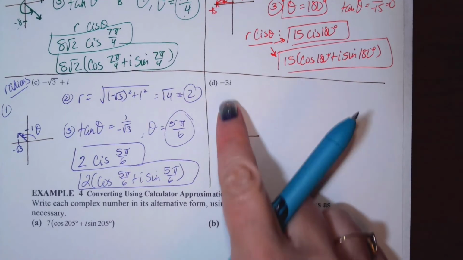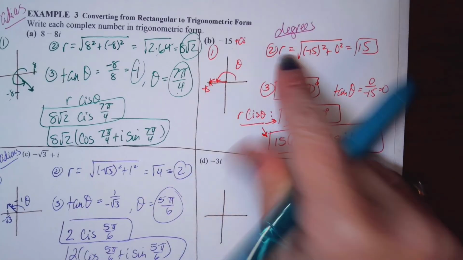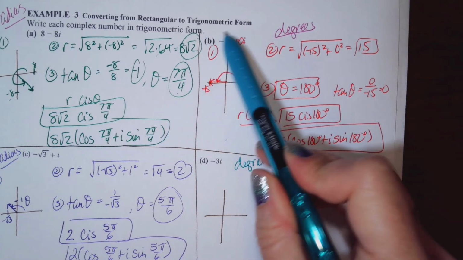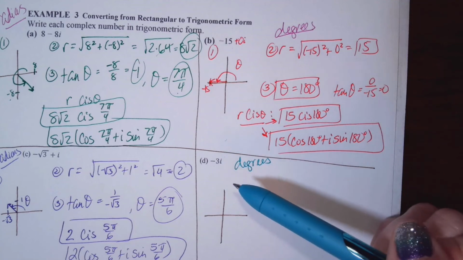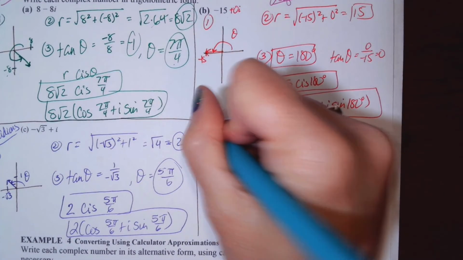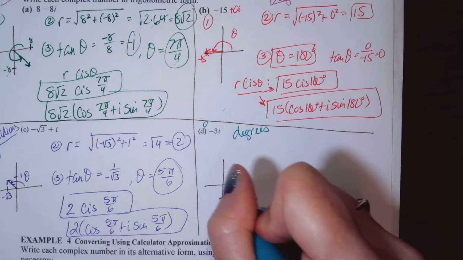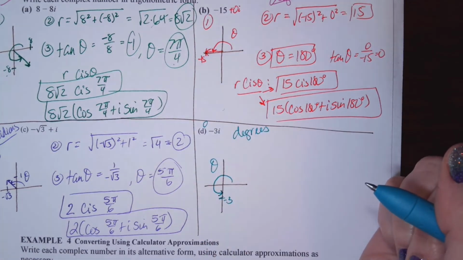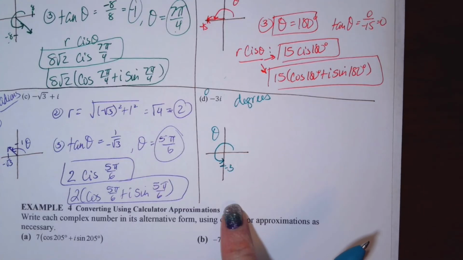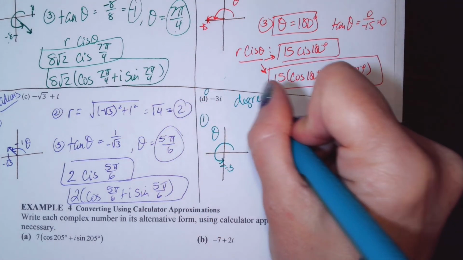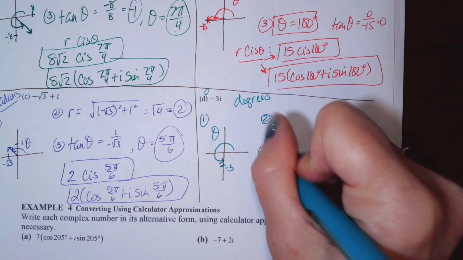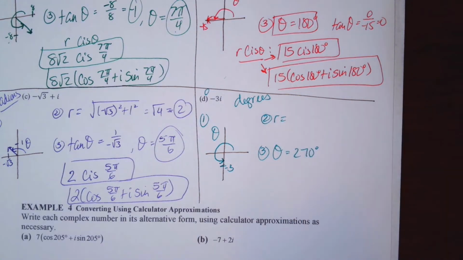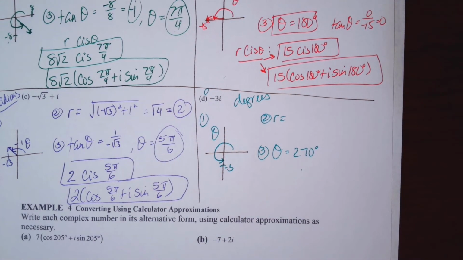Let's do negative 3i. We're going to be in degrees over here, just because I said. Up here I had my real part, this time I have my imaginary part, which means my real part is 0. My imaginary part is negative 3, and again, I don't have to do any work to figure out theta because it's one of my quadrantal angles. There's my sketch. I'm going to need to find R, but I know immediately from looking at my sketch that theta is 270 degrees because I'm using degrees over here.